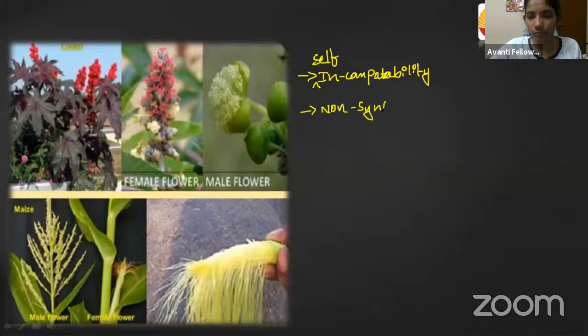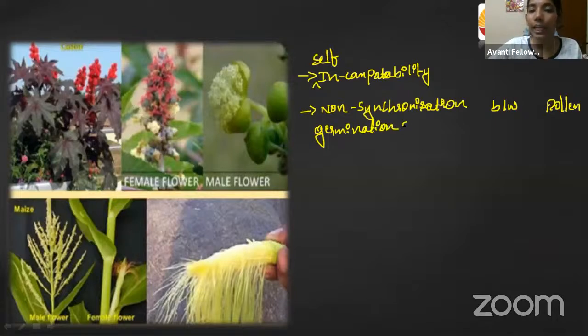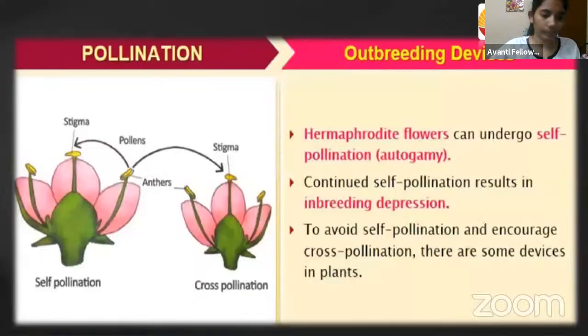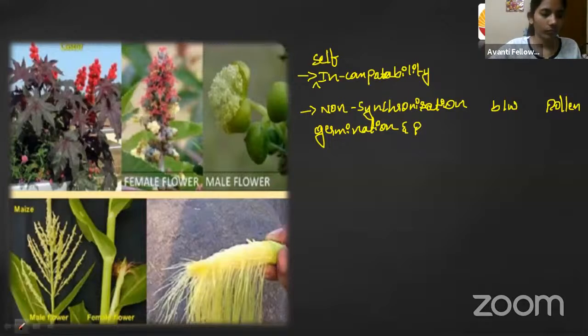non-synchronization between pollen release and stigma receptivity.